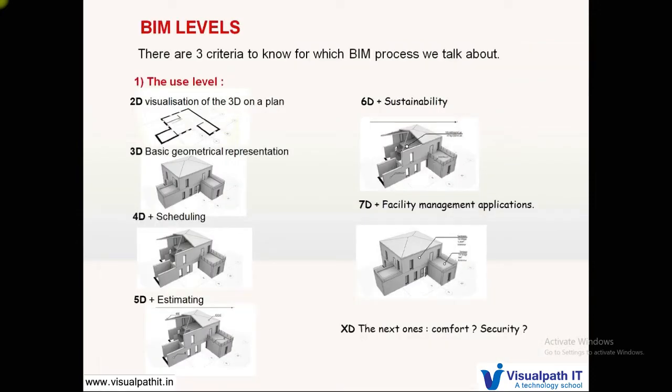Now there are BIM levels. Up to 7D has come, but currently what we are using is up to 5D. Okay, so 2D you might already know from your course, that is AutoCAD, where you do 2D visualization of the plan. Once the 2D is done, when 3D is developed, it's called three-dimensional. What is 4D now? The scheduling and the estimation.